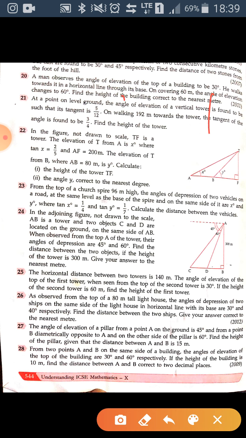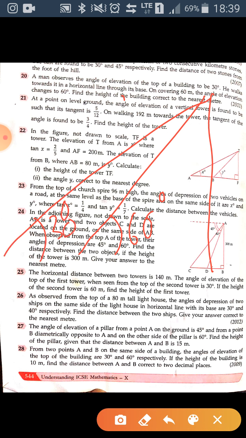There's a building over here. Angles of elevation of the top of the building are 30° and 60° respectively. So this is your 60°, this is your 30° from two different points. If the height of the building is 10 meter, find the distance between A and B correct to two decimal places. You need to find out this distance. So yes, this is exactly similar to this 26.